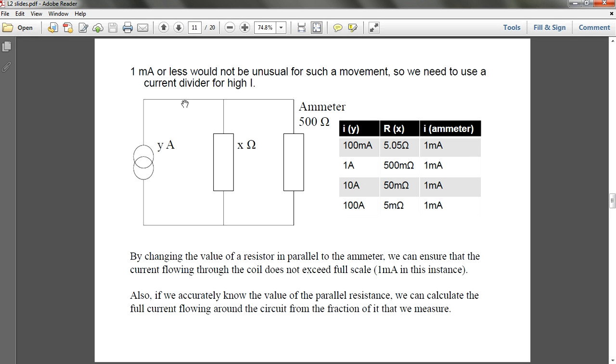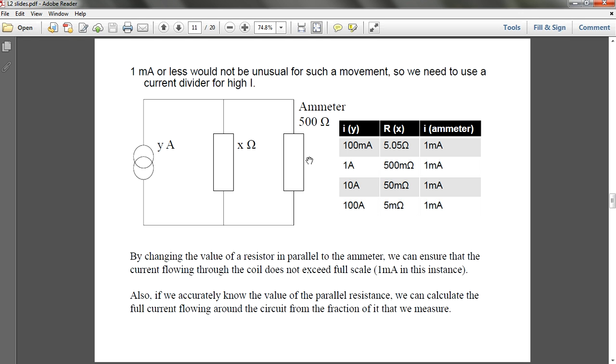Anyway, so now how do you connect an ammeter? A 1 milliampere ammeter or less would be very unusual because it's very hard to detect. So you want to amplify the current in this case. So we implement a resistor over here, which is in parallel to the ammeter.